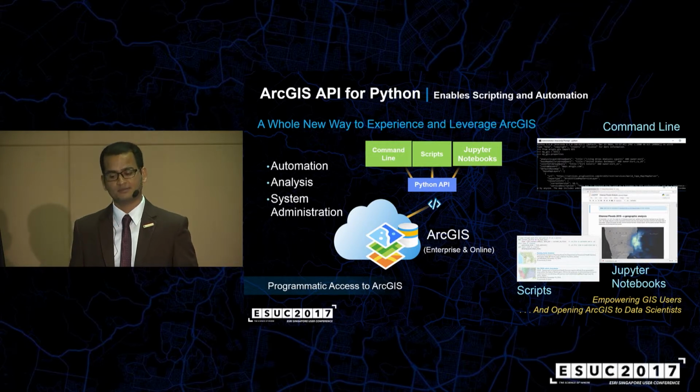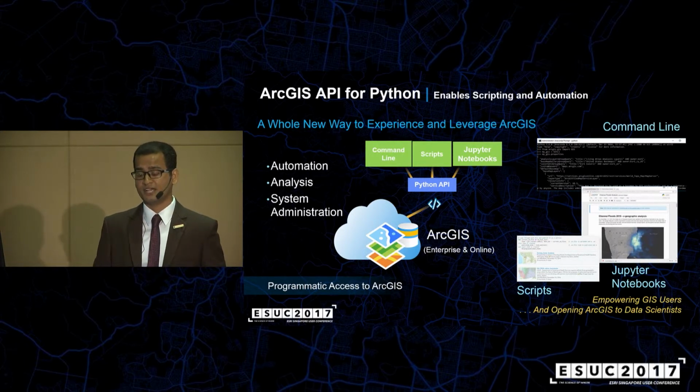You can build scripts, or you can use the Jupyter Notebook. Jupyter Notebook is a tool that scientists used in the past, but now it's going to be commonplace for all of us. We can take advantage of Jupyter to run our ArcGIS API for Python commands.